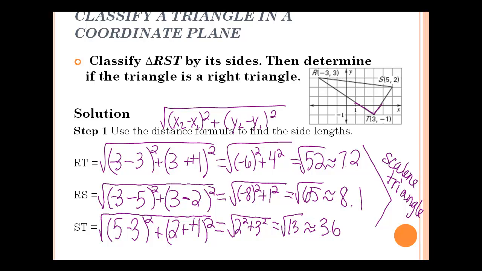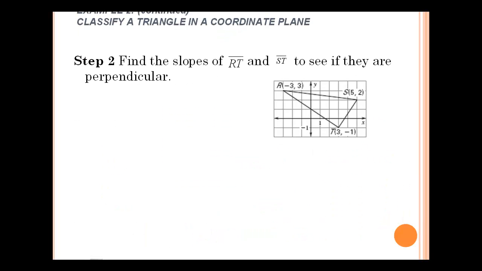So let's check those two lines. We know in order to see if we've got right angles, well, that's the same as them being perpendicular, and we know how to tell if lines are perpendicular to each other. So let's find our slopes for both of them. So really we're asking, is RT perpendicular to ST? That's really what we're asking. So let's find the slope of RT.